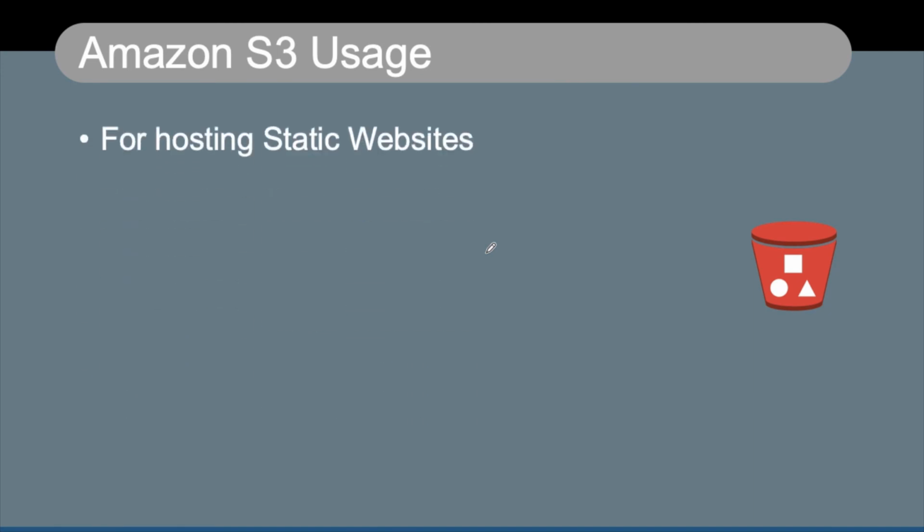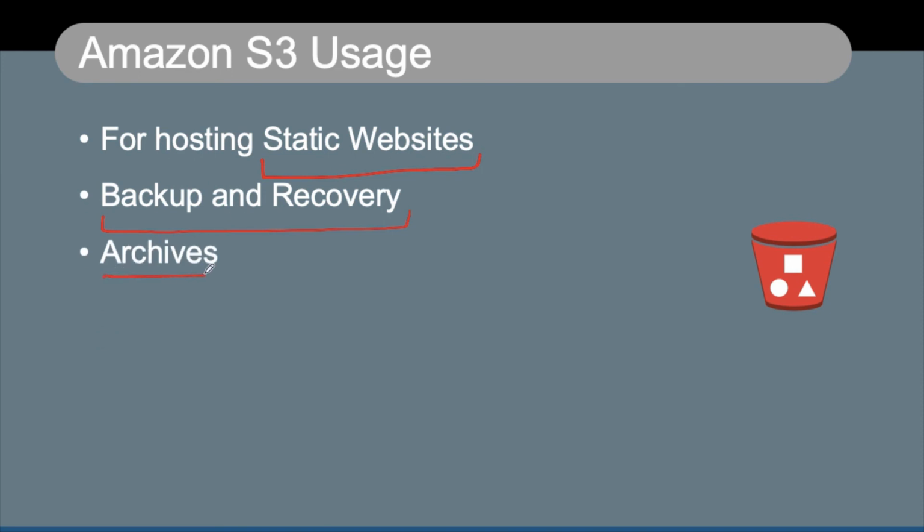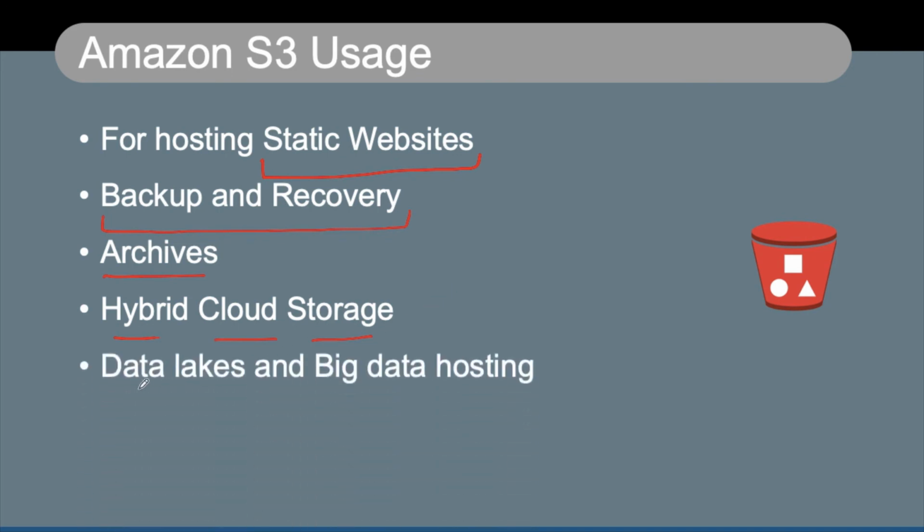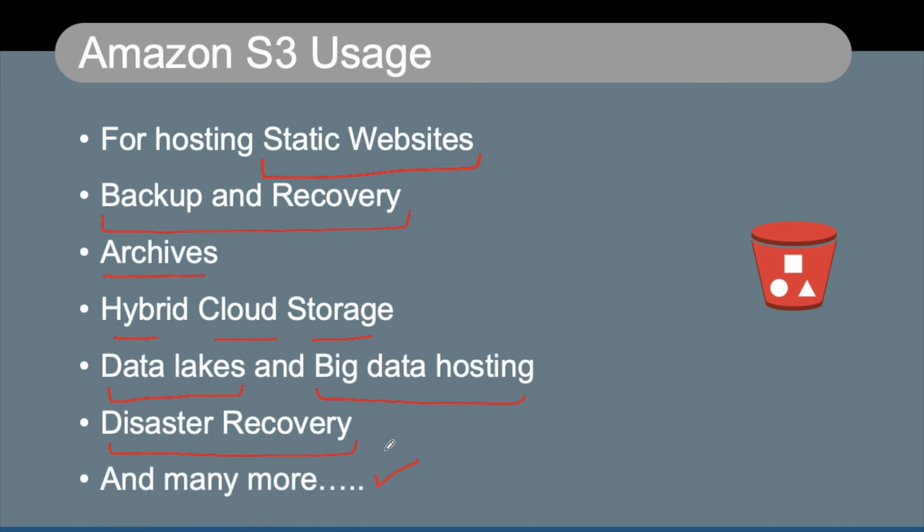What are the things we can use Amazon S3 for? We can use S3 for hosting our static website. We can use it for backup and recovery. We can use it for archives. We can use it for hybrid cloud storage, whenever you are using your private cloud and you want to use some additional storage capabilities in the public cloud. You can also use S3 to store your additional data in the public cloud. And you can also use it for data lakes and big data hosting, and you can also use it for disaster recovery, and many more uses of S3.